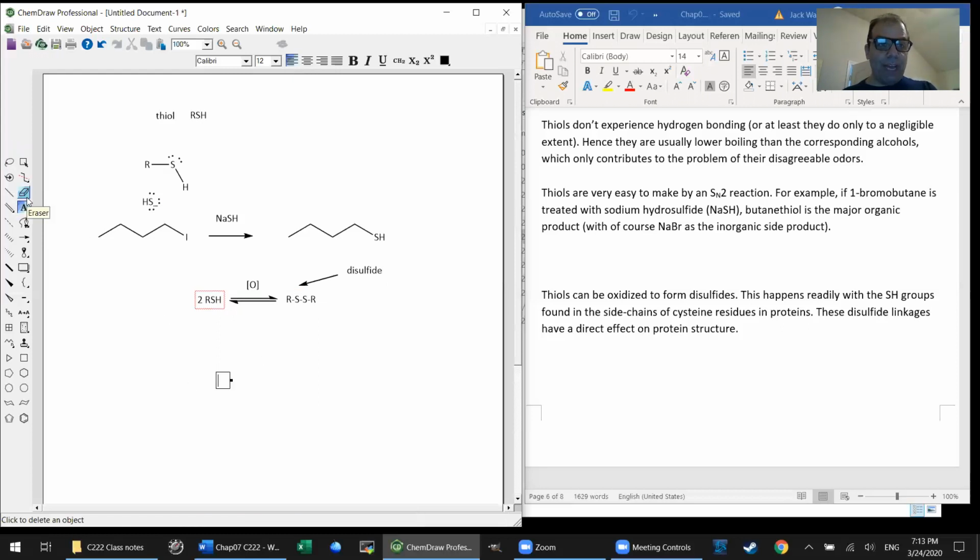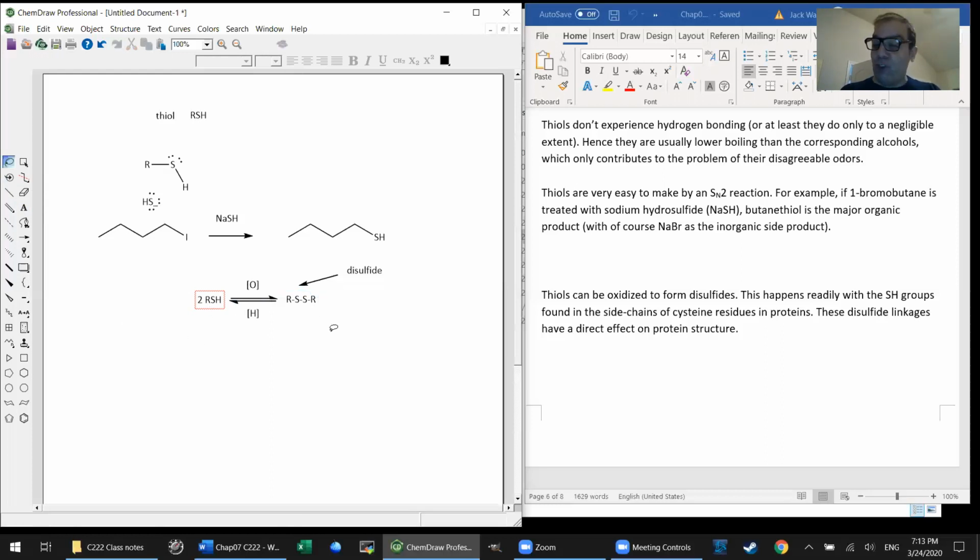You can likewise go in the opposite direction. You can treat a disulfide with a reducing agent, just as O in square brackets refers to a generic oxidizing agent, H in square brackets refers to a generic reducing agent. You might have expected R in square brackets, but H in square brackets actually makes sense because generally if you're adding H's to something, which you would be doing here, then you're going to be doing a reduction reaction. So both directions are possible.